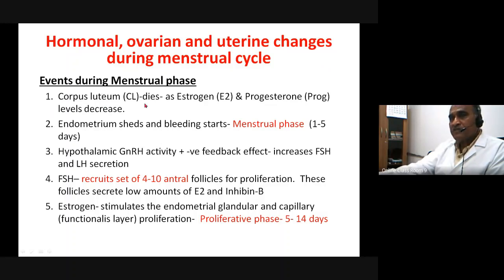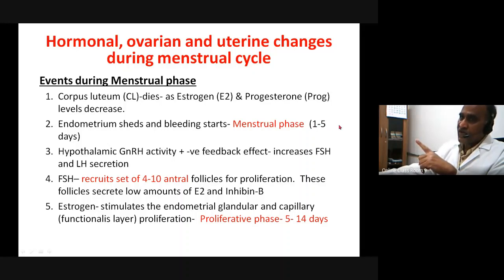One, the corpus luteum dies, because I start with the onset of bleeding. Because of the corpus luteum dying, the progesterone level decreases, then estrogen level decreases, and that produces the spasm, and the bleeding begins. The endometrium sheds, the bleeding starts. This is the onset of the menstrual phase. So that is day 1 to day 5.